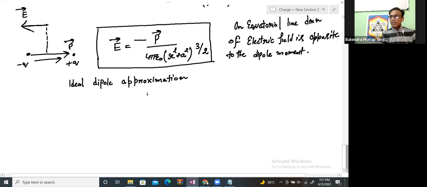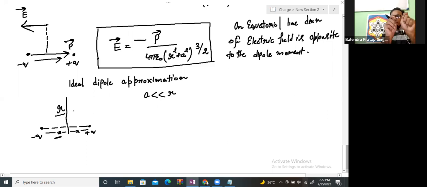It says that when A is very less than R, where A is the separation distance from minus Q to plus Q, this twice A, this is A, and again this is A. If this A is very small in comparison to R, R is much greater than A, meaning the dipole is very tiny, then we can take this R square plus A square as your R square.